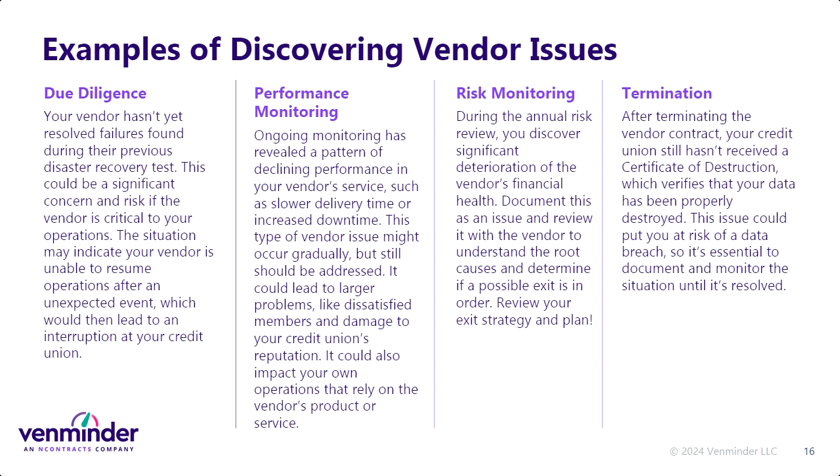So this should be an indication to you that you need to follow up with this vendor to ensure that they've resolved those issues. Depending on the severity of that vendor, you may even want to request a new disaster recovery test to see if those failures are still around. So this is an example of how you would find and discover a vendor issue during due diligence. During performance monitoring, maybe again, as you're monitoring this vendor, you're seeing a pattern of declining performance in their service.